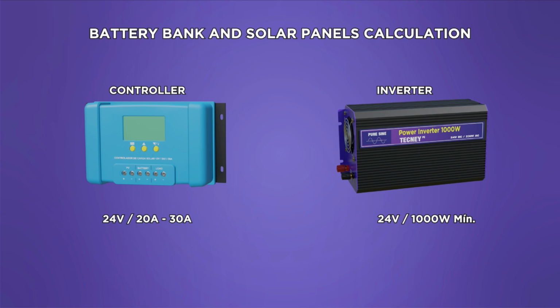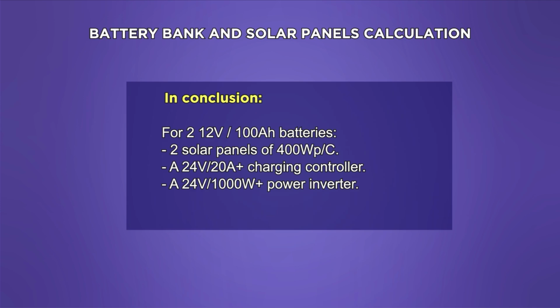The inverter's power has to be greater than the sum of the powers of the solar panels. In this case, the total power of the solar panels is 800 watts, so the inverter would have to be 24V with a power of at least 1000 watts. The type of wave signal will depend on the use given to it. In this case, it will be considered a pure sine wave. In conclusion, for two batteries of 12 volts and 100 amp hours, two solar panels of 400 watts each will be required, a 24-volt, 20-amp or more charge controller, and a 24-volt inverter with a power of 1000 watts or more.